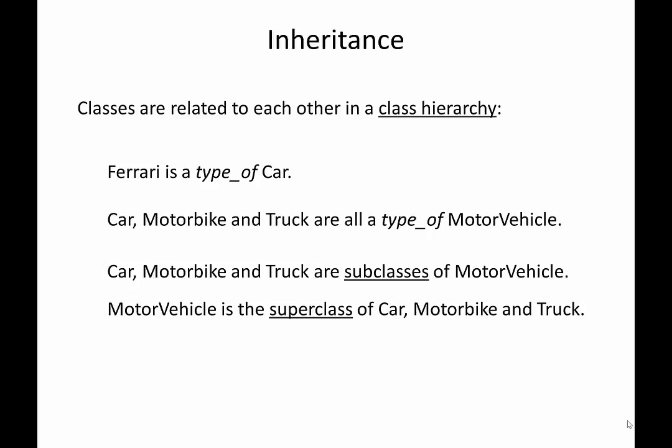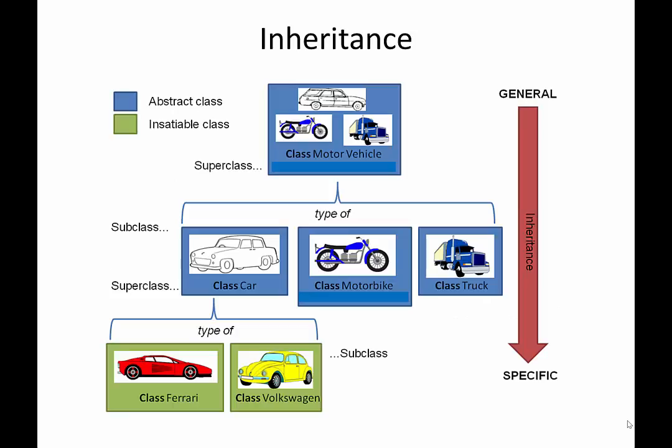But first of all, just to make sure that we understand what a class hierarchy is, okay, so we've got Ferrari as a type of class. Car, motorbike, and truck, these three different classes, are all types of motor vehicle, which means that car, motorbike, and truck are subclasses of motor vehicle, and that motor vehicle is the superclass of truck, motorbike, and car. Nothing like a diagram. So here's a diagram.